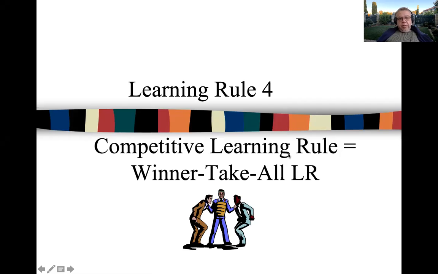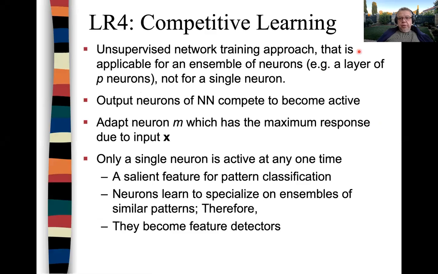Okay, let's now look at the competitive learning rule, sometimes called the winner-take-all learning rule. This is an unsupervised network training approach, which is applicable for an ensemble of neurons, meaning that you have at the output a layer of P neurons, not just a single neuron like the perceptron learning rule that we've seen before. So the output neurons of a neural network compete to become active. That's why it's called the competitive learning rule.